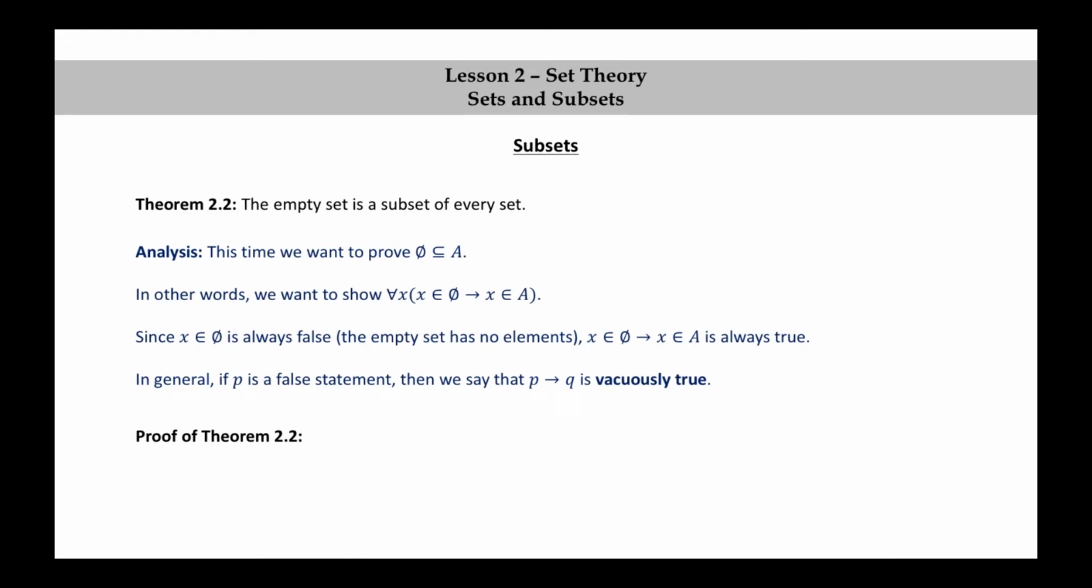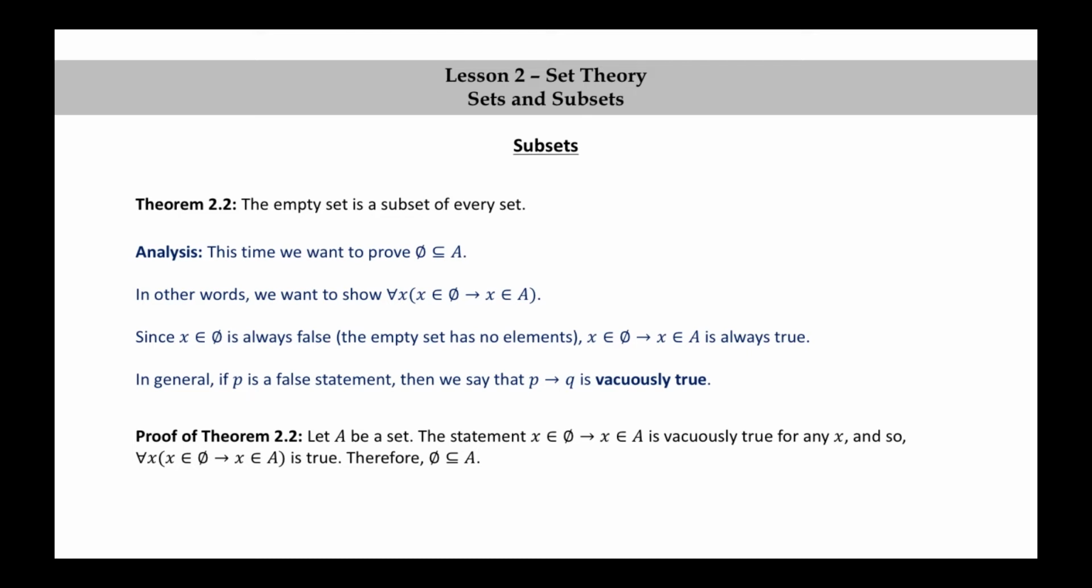Let's go ahead and write out the proof now. Let A be a set. The statement x in the empty set implies x in A is vacuously true for any x. And so, the statement for all x, x in the empty set implies x in A is true. Therefore, the empty set is a subset of A. End of argument. The first sentence, let A be a set, is our opening statement. And the last sentence, therefore, the empty set is a subset of A, is our closing statement.